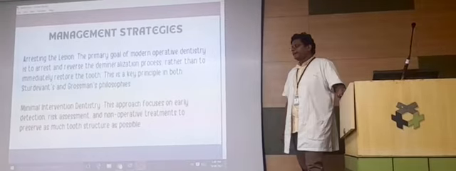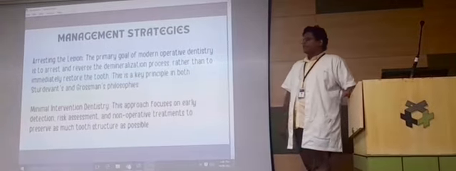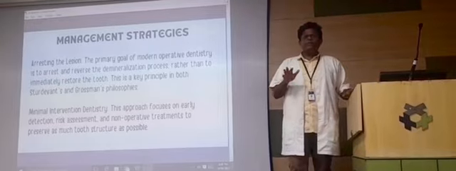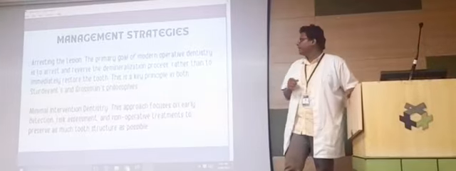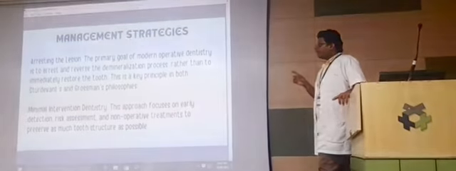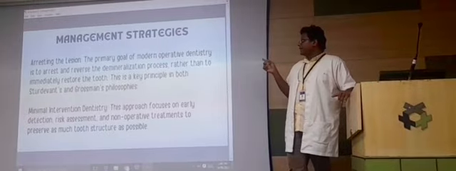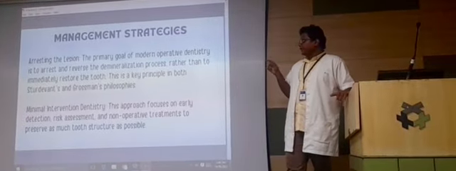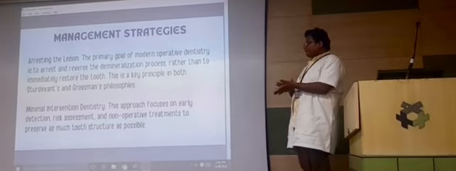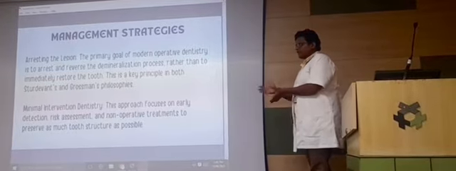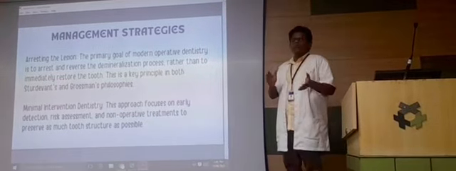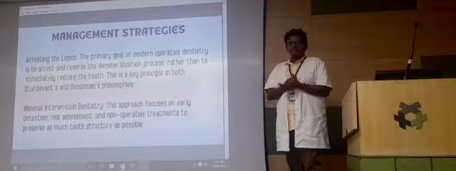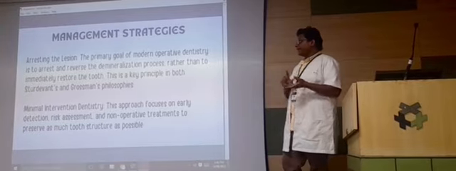What are the management strategies for the white spot lesion? The first and foremost management strategy of the white spot lesion is arresting the caries. For arresting the lesion, the primary goal of modern operative dentistry is to arrest and reverse the demineralization process, rather than to immediately restore the tooth. This is a key principle in both Sturdevant's and Grossman's philosophies, where arresting the lesion is the most prominent and foremost method of control. Next is minimal intervention dentistry.